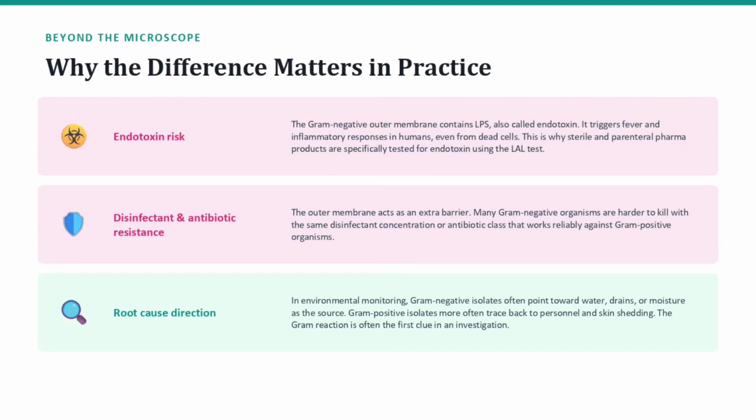Third, root cause direction. In environmental monitoring, gram-negative isolates often point you toward water, drains, or moisture as the contamination source. Gram-positive isolates more often trace back to personnel and skin shedding. In a real investigation, the gram reaction is very often your first clue about where to start looking.